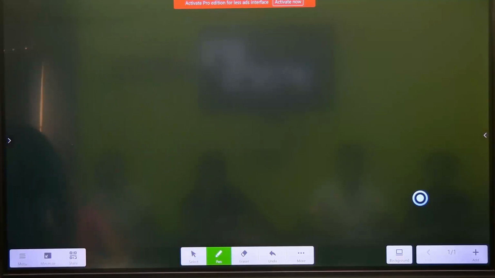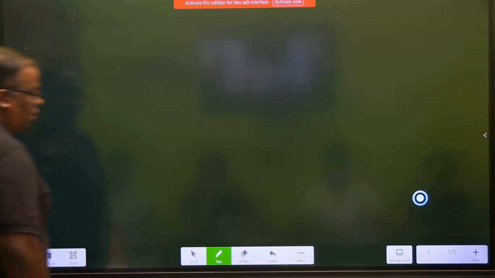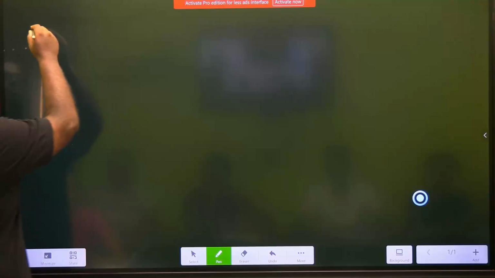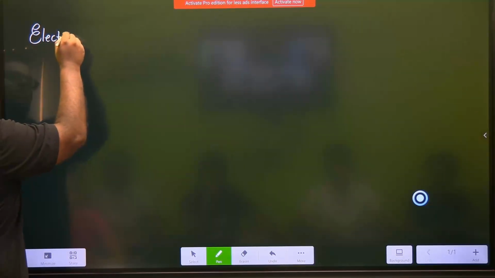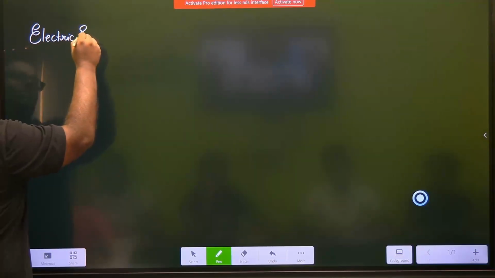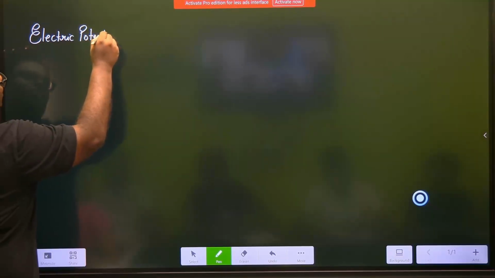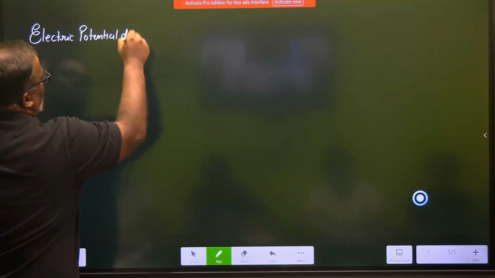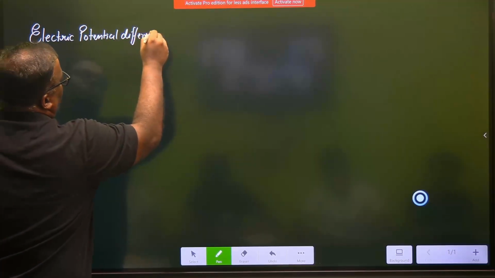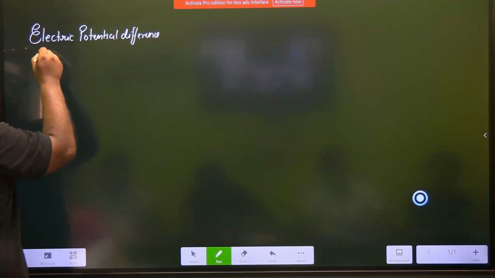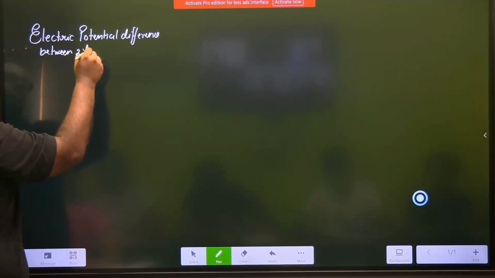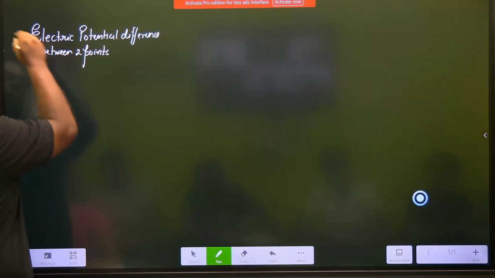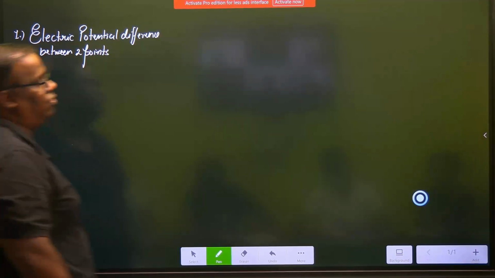So since we had a detailed discussion on electric potential energy and electric potential difference, today we will study it from your curriculum's perspective, and things will become much easier. The first thing we will understand is electrical potential difference. Today we go by your book's definition: electrical potential difference between 2 points. So this is your first topic of the day.